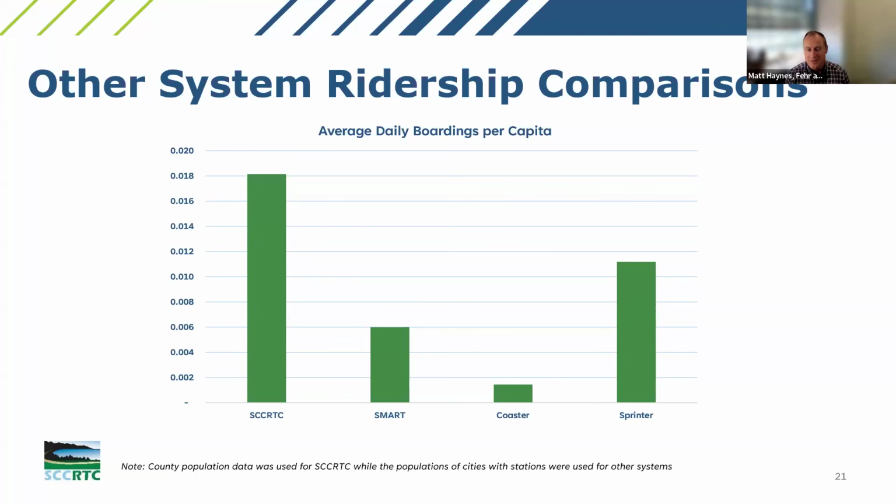Though with the caveat that we do have some larger population centers in some of these other areas that change some of the per capita numbers. The Coaster Service in particular connects to downtown San Diego, a very large population center. So if you look at it on a per capita basis, that system shows up as being a little bit lower than some of the other systems. But another useful way of comparing some of the ridership numbers. Next slide.